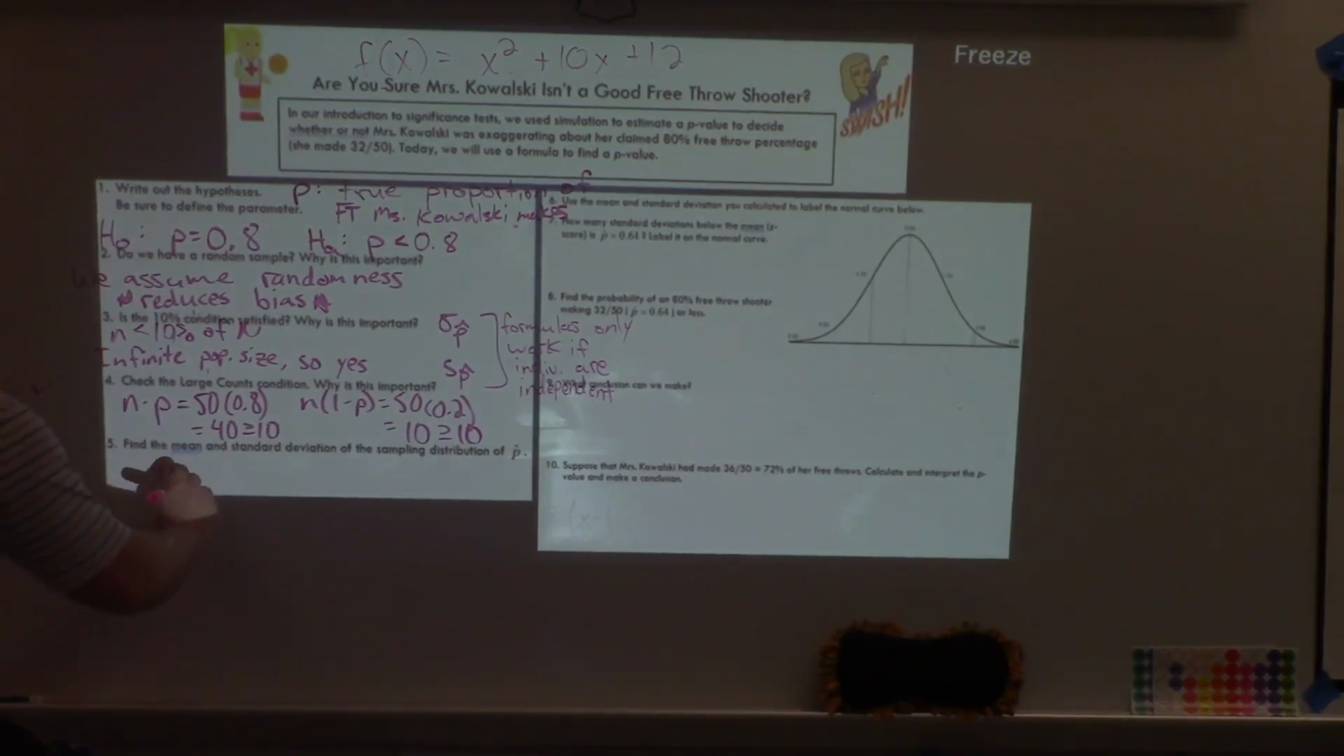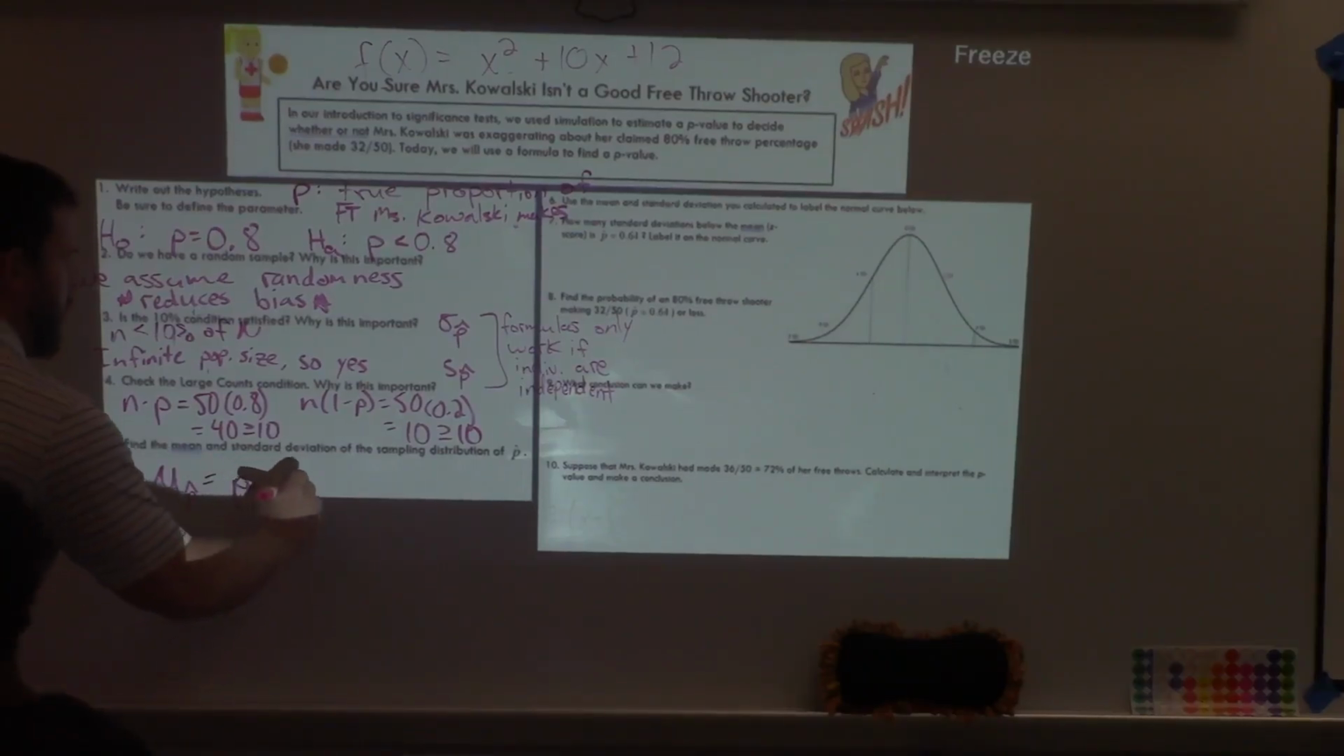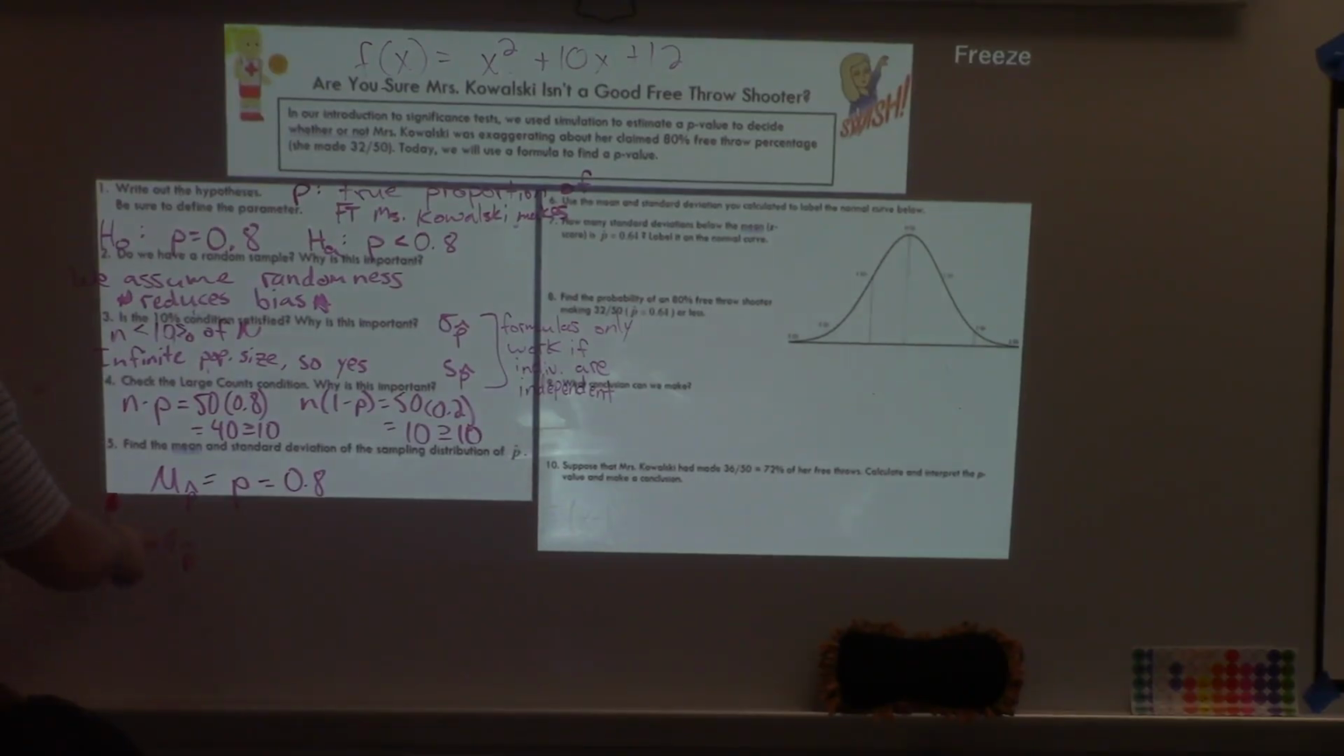So what is the mean of P hat? Guys, we got formula sheets. The mean of P hat is P, okay? And what was my assumed P? 0.8. Standard deviation of P hat then. Can I use the sigma P hat or do I need to use the standard error? Does everyone agree we need to use standard error here? Why?